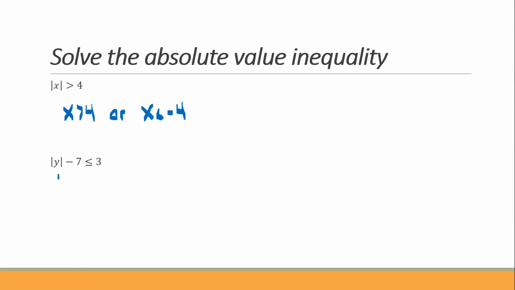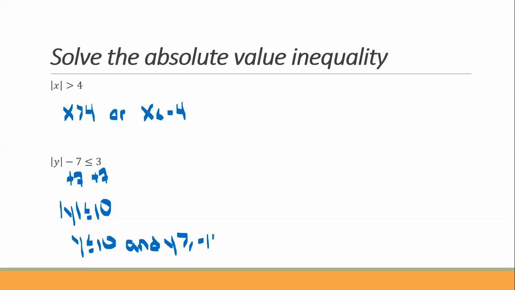Same thing happens here. We're going to add 7 to both sides because we want the absolute value by itself. So then we get the absolute value of y is less than or equal to 10. And now we write it exactly as is. Y is less than or equal to 10. This one is actually and, I'll show you why in a second. And y is bigger than or equal to -10.